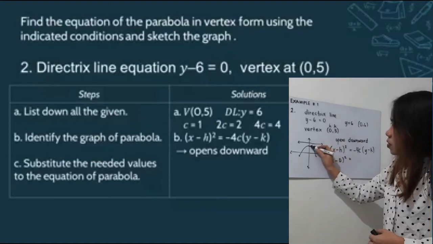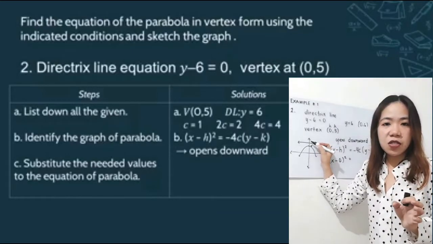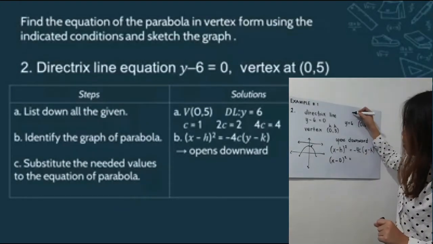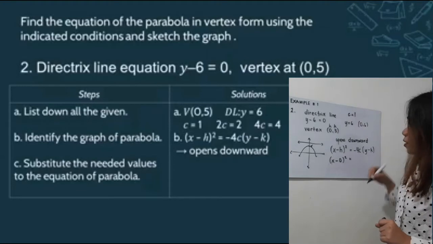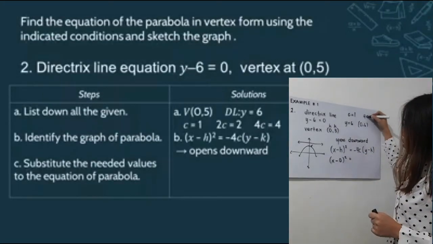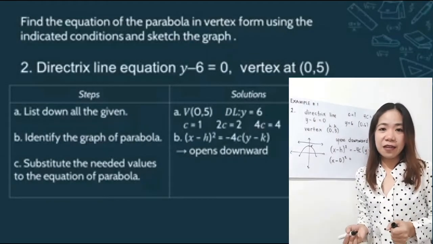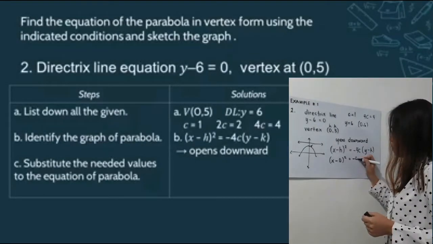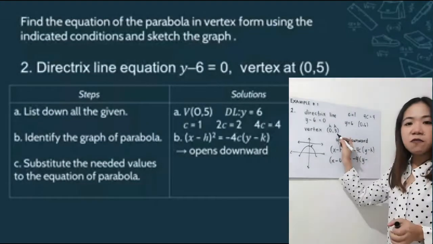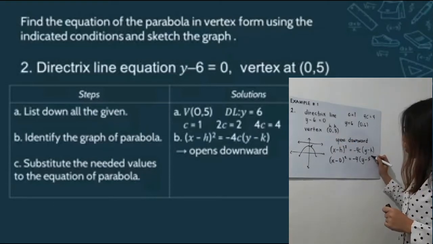So the distance from the vertex to the point of intersection of the directrix line is 1. Therefore, c is equal to 1. Okay, so we write 4c is equal to 4. Negative 4c, of course, is negative 4. So we write here negative 4 times y minus, going back to the vertex, k is equal to 5. So we write y minus 5.